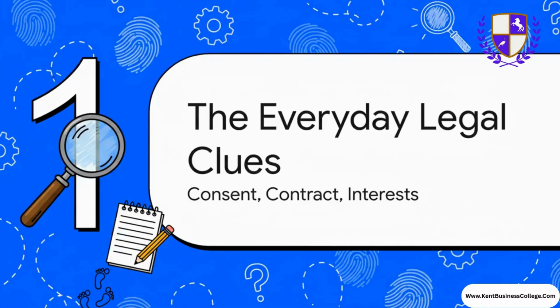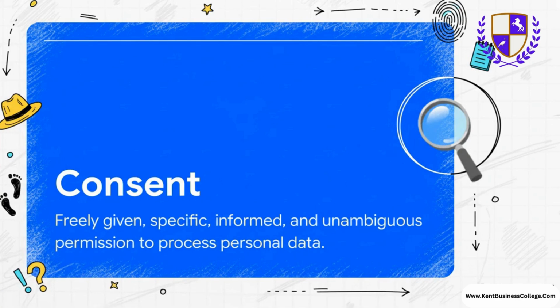Okay, first things first. We're gonna start with the tools you'll probably be reaching for almost every day in your detective work. Think of these as your go-to gadgets: consent, contract, and legitimate interests. Let's get a closer look. First up, we've got consent. I like to call this your official permission slip tool.